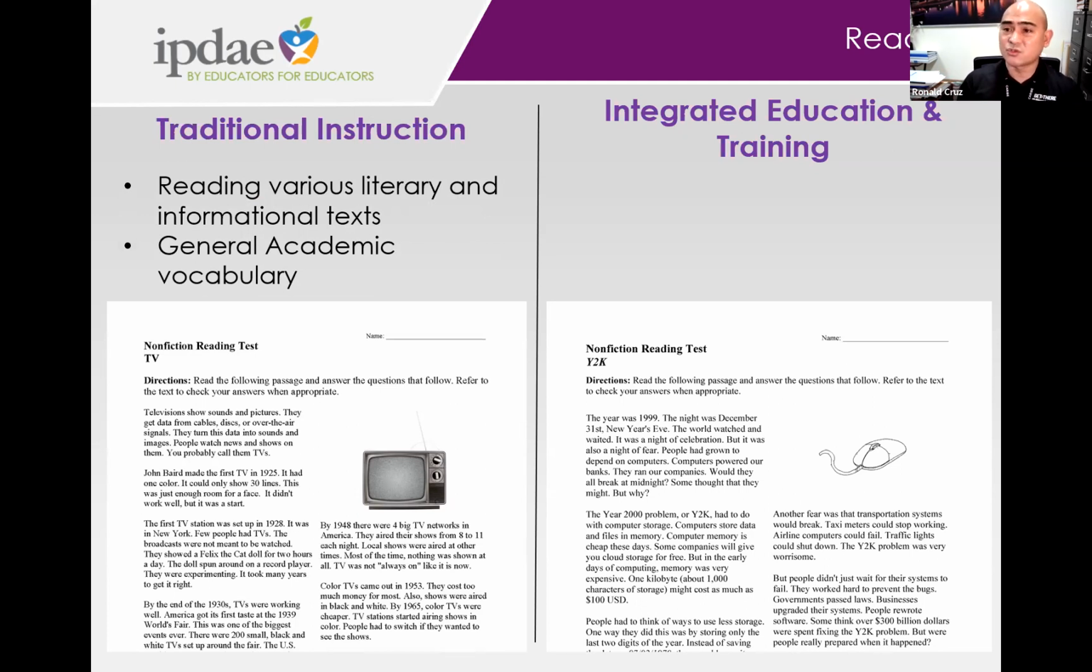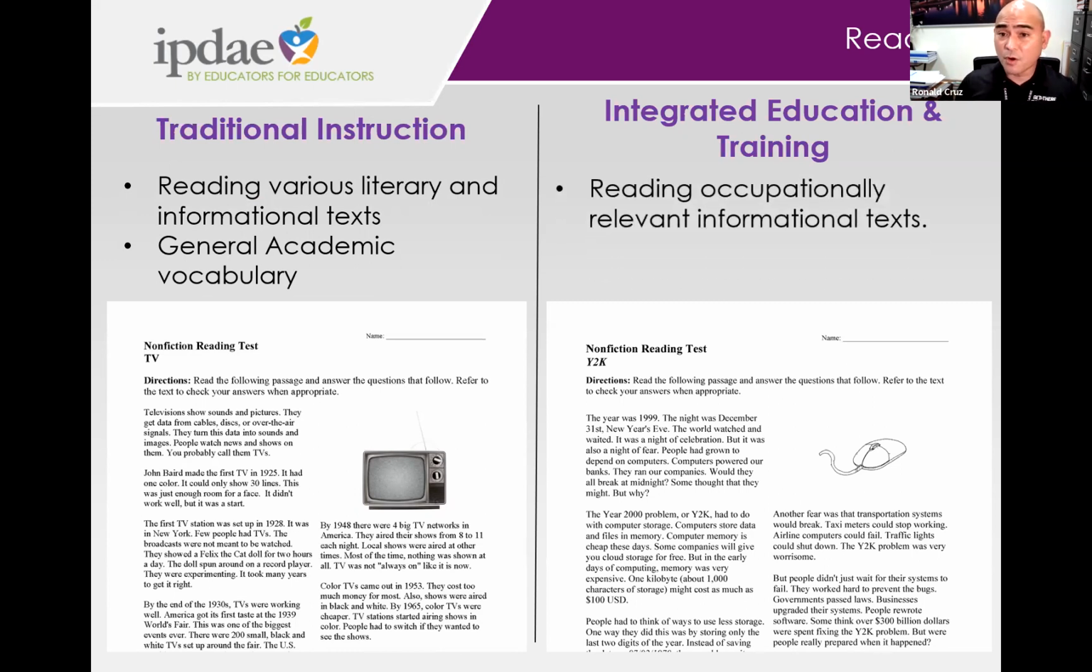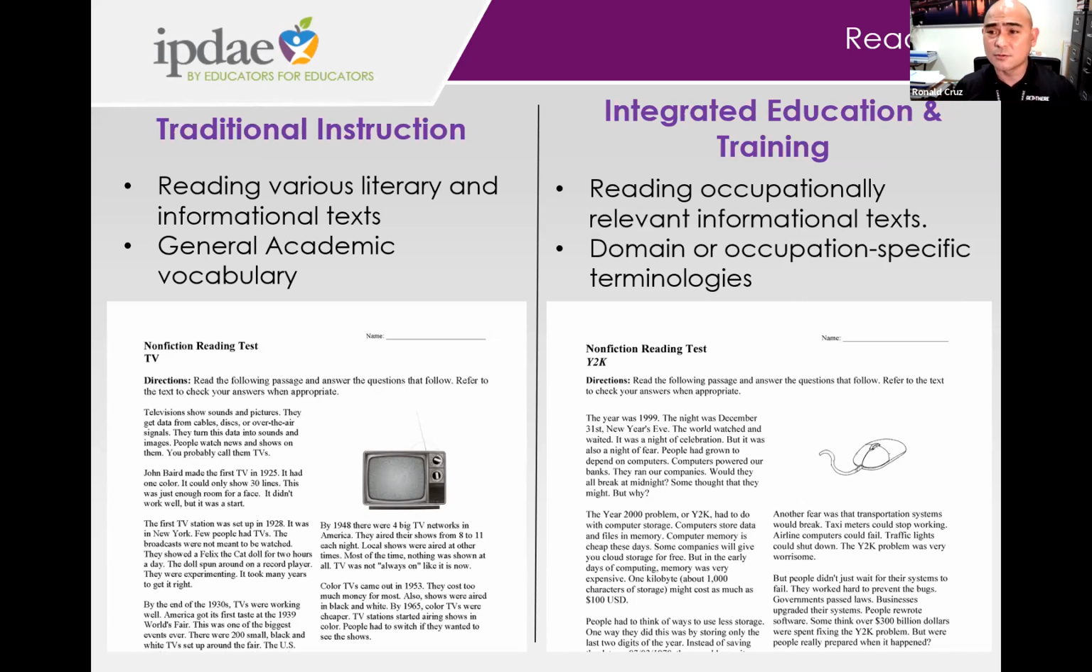The focus in a traditional adult education classroom is to introduce general academic vocabulary, promote academic language and academic reading skills, right? But in an integrated education and training, you're more focused on occupationally relevant texts, right? It's a smaller subgroup of those texts that you're pulling from. And you want to focus not just on general academic vocabulary. Your focus would be more on domain-specific terminologies that are widely used and standard in that particular field.